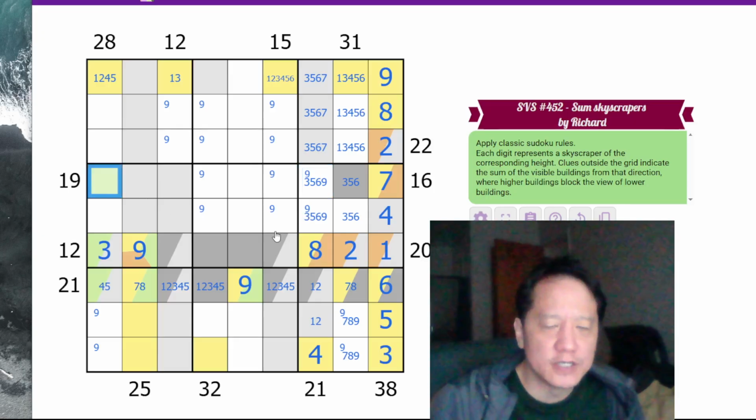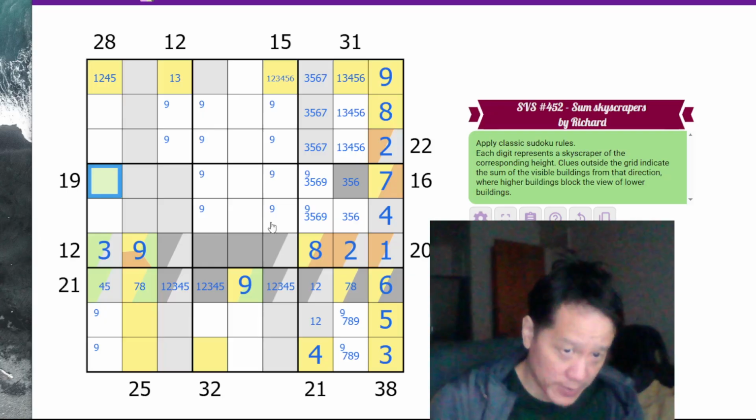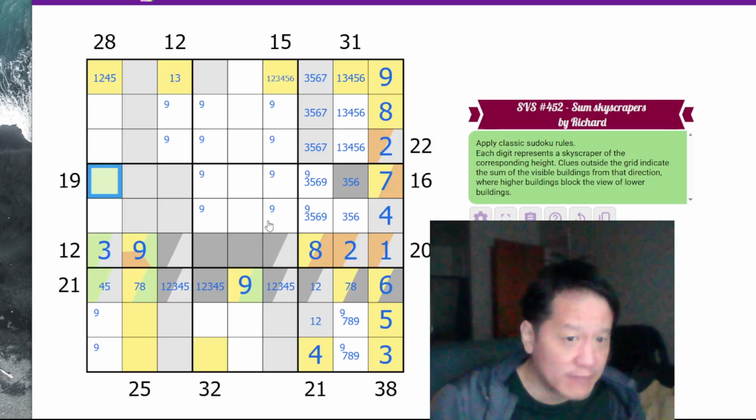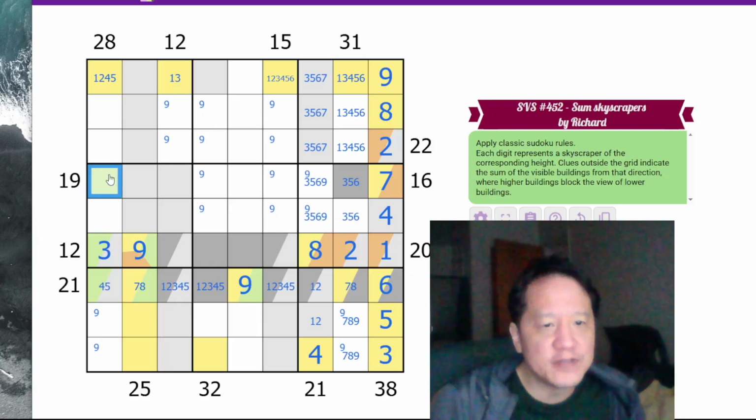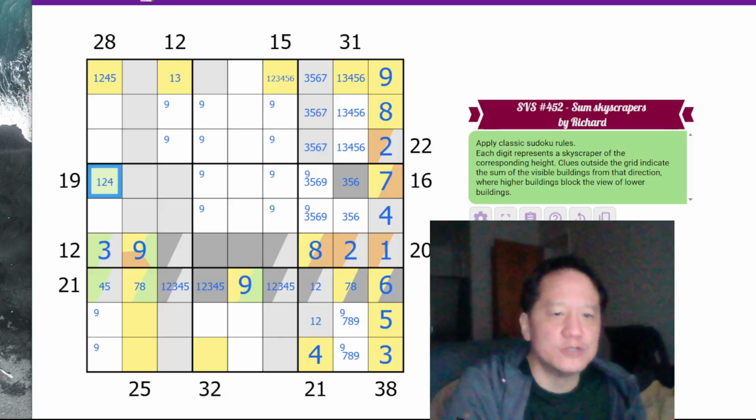This digit, then, what can it be? It cannot be 6 or higher. Can't be 5 or higher either, because if it has 5, it must also see at least a 6. 5 and 6 plus 9 adds up to 20. So this must be 1, 2, or 4 here.